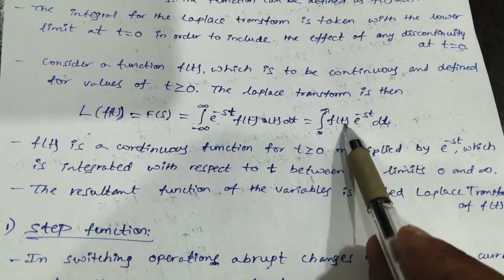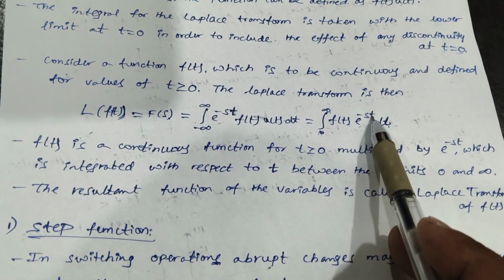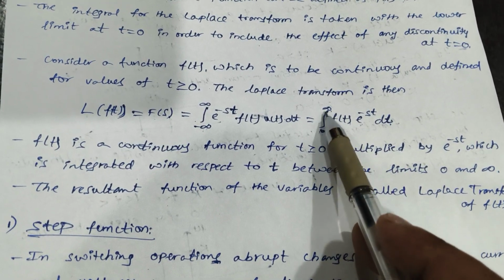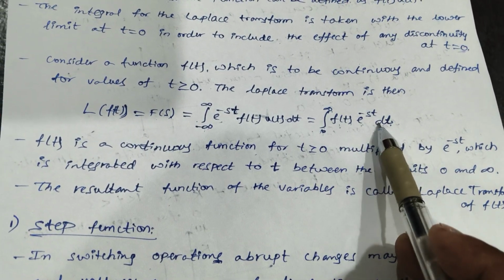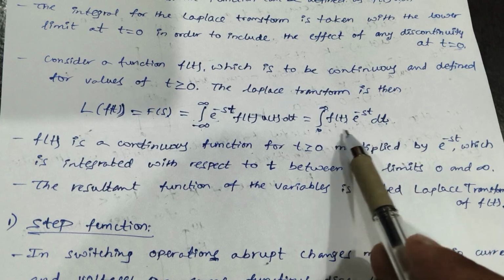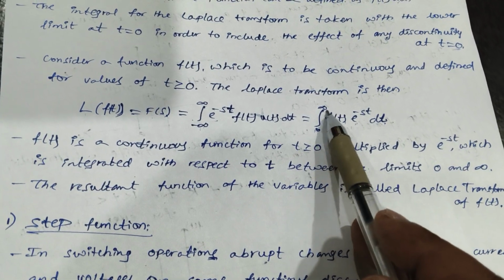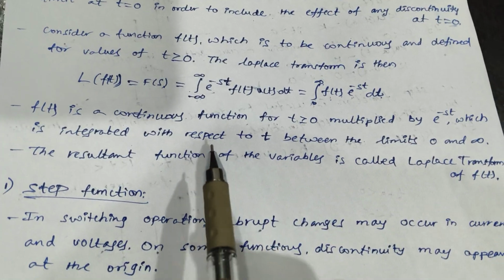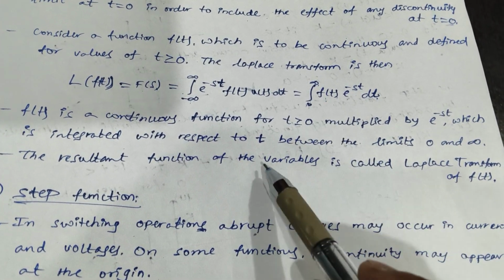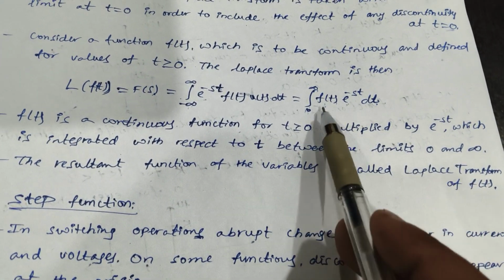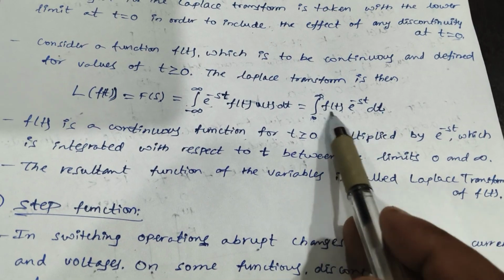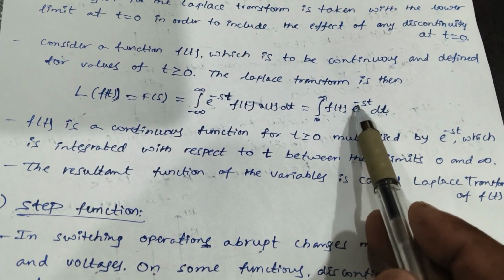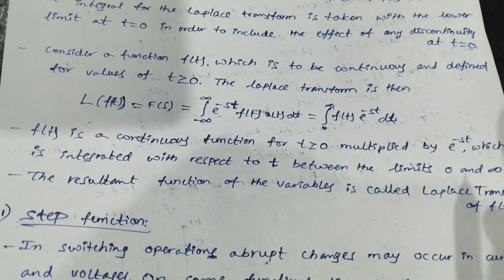It needs to be multiplied with e power minus st, and integrated over 0 to infinity with respect to time, between the limits from 0 to infinity. So this is the Laplace transform definition. The resultant function of the variable s is called the Laplace transform of f of t. We'll see this with problems in circuit analysis in the s domain.